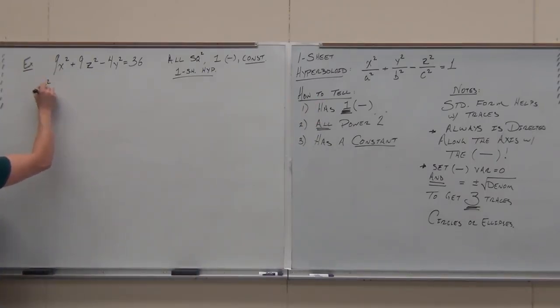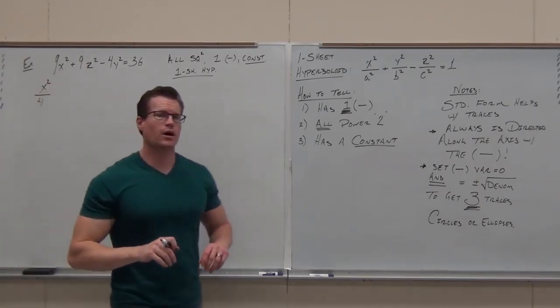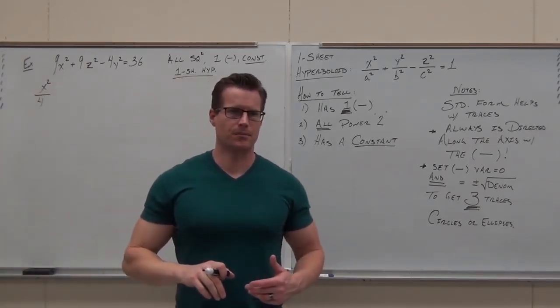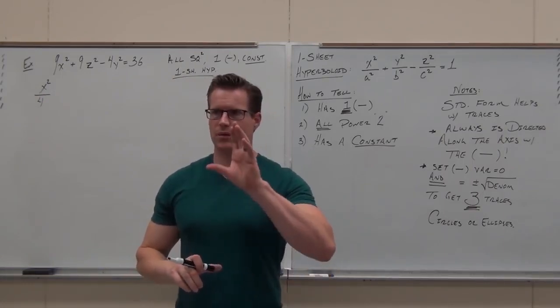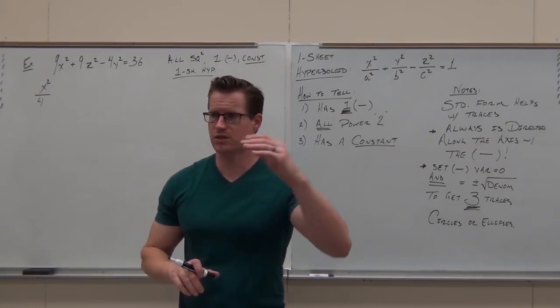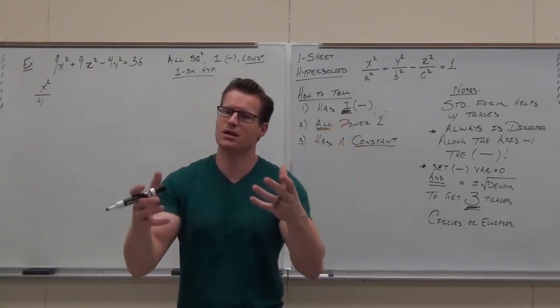X squared over 4. Uh-huh. Minus y squared. You know what I also want? I want the variables in order. That's going to make it nice too. So I want x squared, then y squared, then z squared, and then the constant. Okay, that's what I want. It's going to help you.